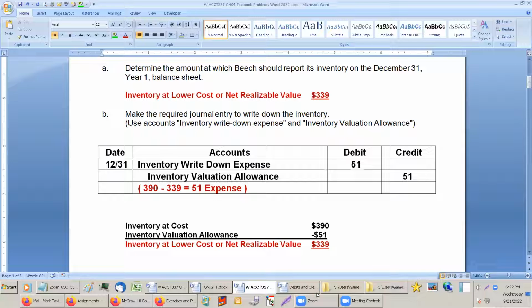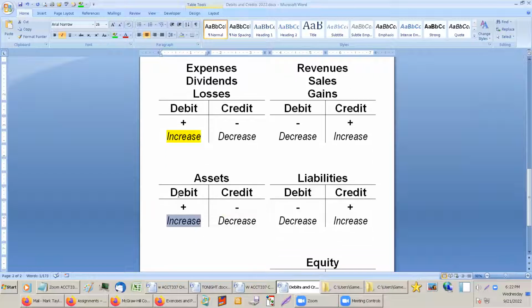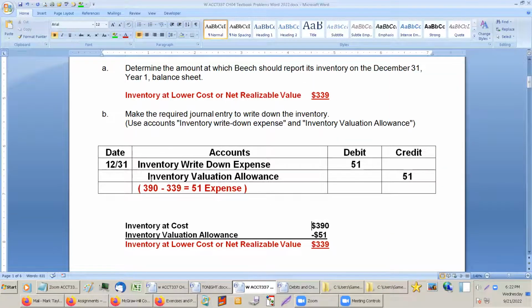And you'll notice that assets are generally debits, right? Inventory, if you have any inventory on hand, is a debit. You can't have negative inventory, but if you have any inventory on hand, it's a debit. But you'll notice that when we did this here, this is a contra asset account. It's credited, not debited.